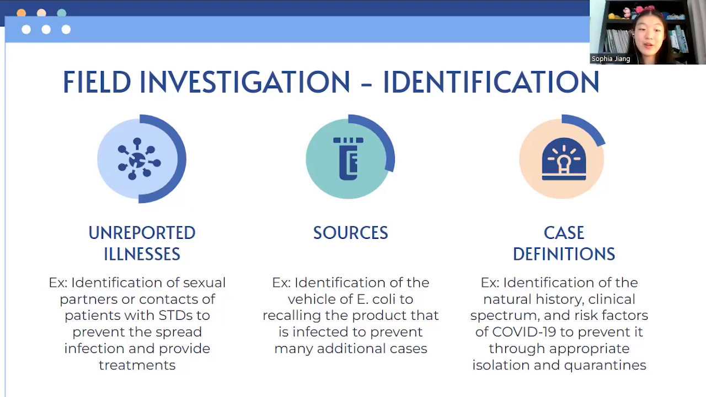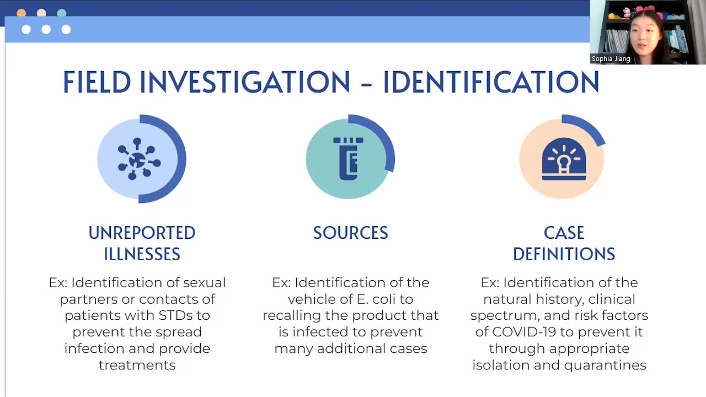Here's an example. Identification of sexual partners or contacts of patients with STDs to prevent infection and provide treatment is especially important. And for sources, if you want to identify sources, that's really important because you can stop many additional cases that might result just by attacking it at the source. For example, the identification of the vehicle of E. coli. It could be ground beef, or in rare cases, even fruit juice. Once this product is recalled, we are preventing that many more cases.